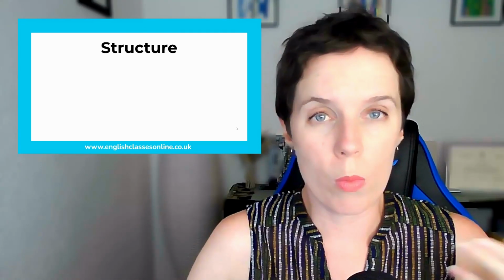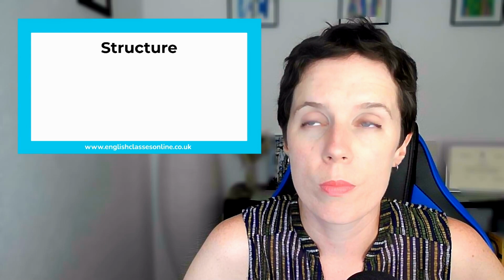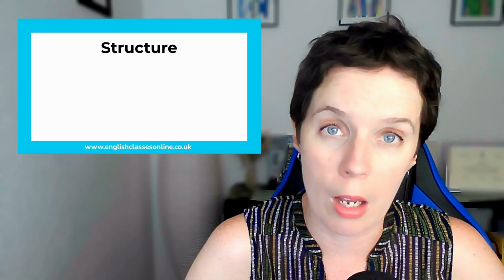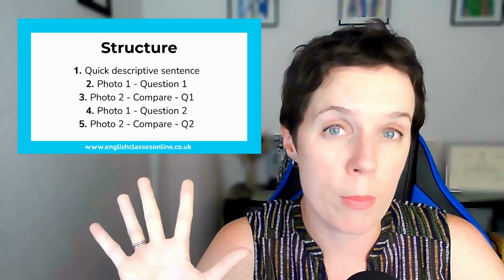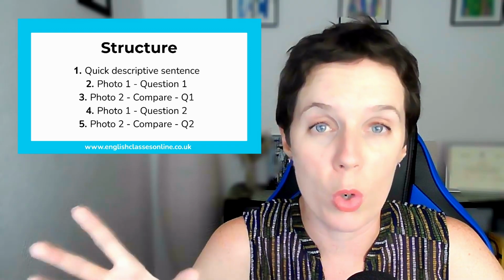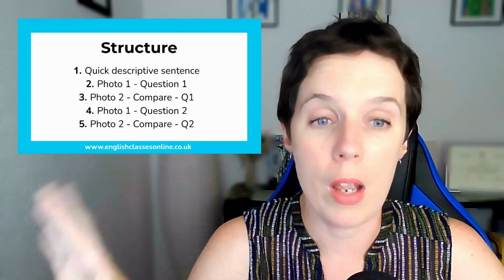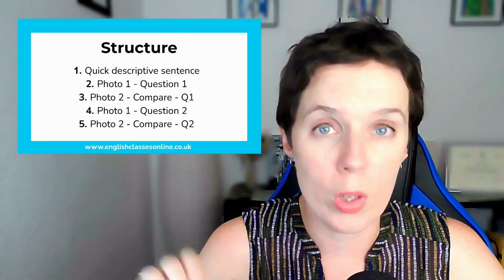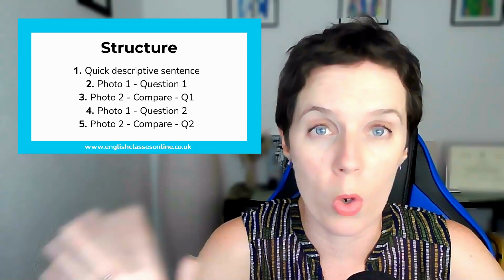So this is usually what I tell my students to do, and they find that it makes this task a lot easier. It stops you from either running out of things to say, or from spending too long on one photo or one question. So what I would do is 5 steps, okay? First is just a very quick descriptive sentence to say what you can see in the photo. For example, in photo 1, it appears as if X is happening, while in photo 2, it looks like X is happening. That's it. That's as much description as you want.